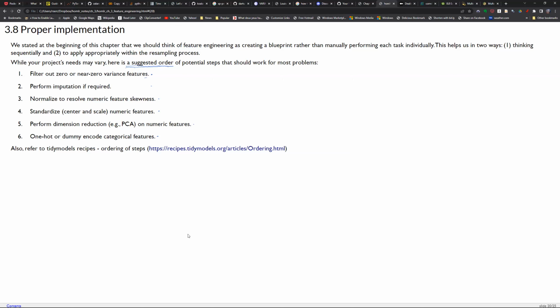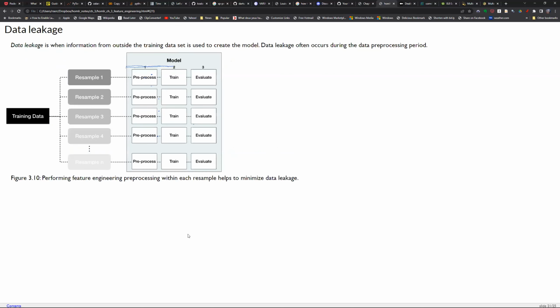Okay. The author mentions one of the issues that we have when we are performing the machine learning pipeline, which is that we should be aware of what is called data leakage. And usually data leakage is defined as information that is contained in the training data set that then is used as part of your unknown data.